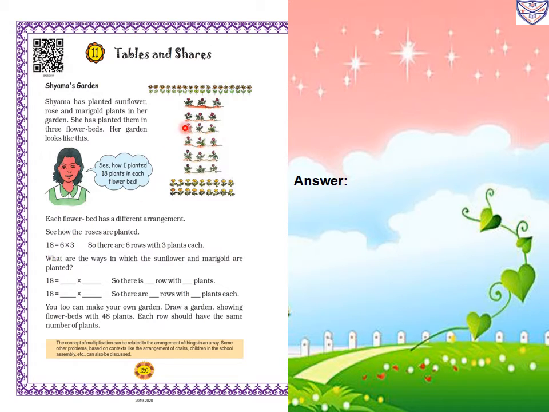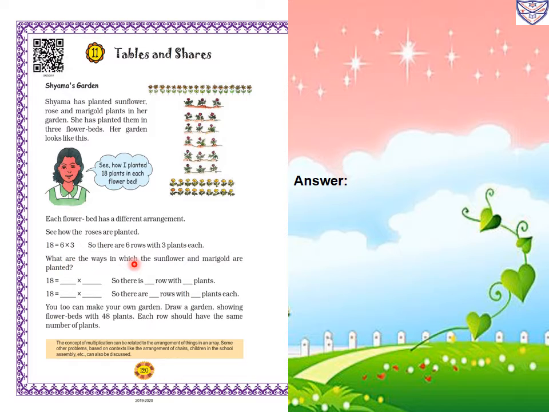So how has she planted? She has planted in 6 rows: 1, 2, 3, 4, 5, 6. There are a total of 6 rows, and in each row how many rose plants are there? 3. So in total how many plants are there? 18. 6 3s are 18. So there are 6 rows with 3 plants each.